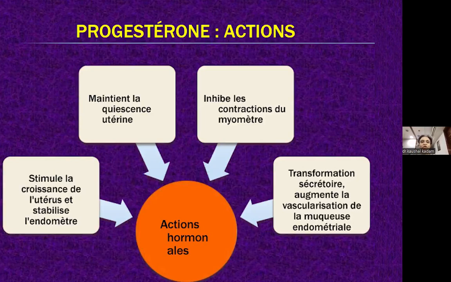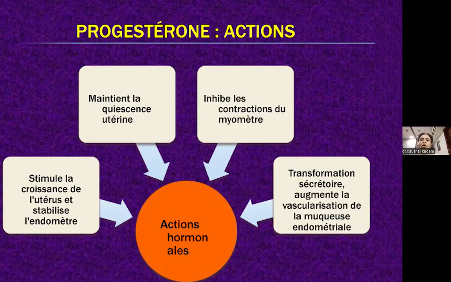So what are the actions of progesterone? It stimulates the growth of the uterus and stabilizes the endometrium. It maintains the uterine quiescence, which is also very important for implantation to take place. It inhibits the myometrial contractions, so it's the same as acquiring a uterine quiescence. It induces the secretory transformation and increases the vascularity of the endometrial linings for a successful nidation of the pregnancy.